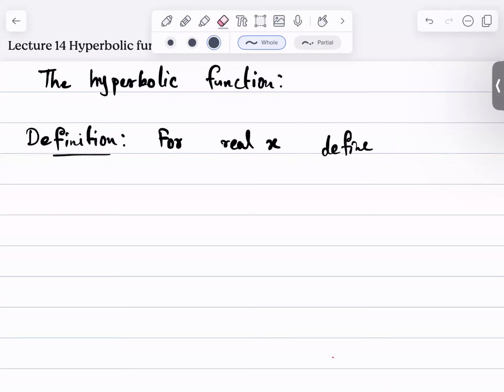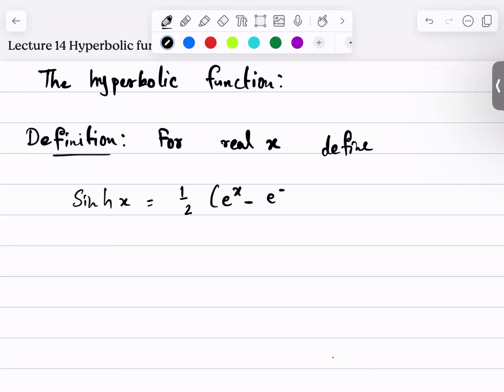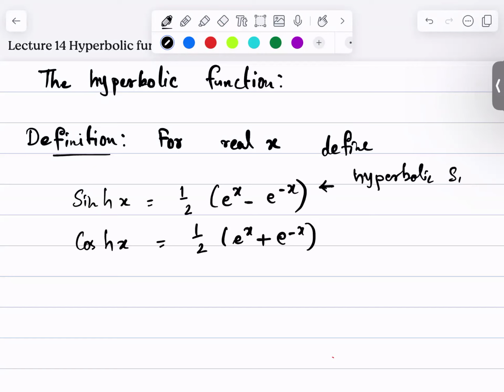So for any real number x, define sine hyperbolic x to be half e to the x minus e to the minus x, and define cosine hyperbolic x to be half e to the x plus e to the minus x. This is called hyperbolic sine, and this is called hyperbolic cosine.